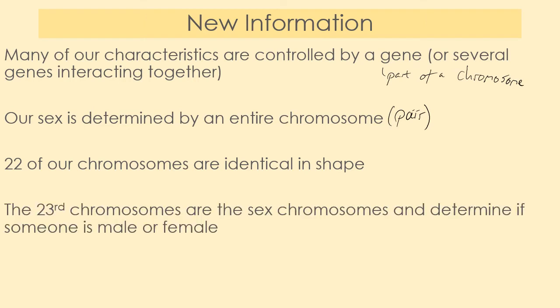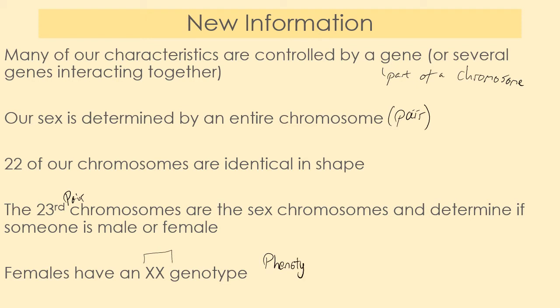However, when we get to the 23rd pair of chromosomes, these are the sex chromosomes, and these determine whether someone is going to be male or female. So we have two different genotypes. Females have an XX genotype. So these are the genes that they have. Phenotype, obviously, for them is female. So they will have female characteristics.